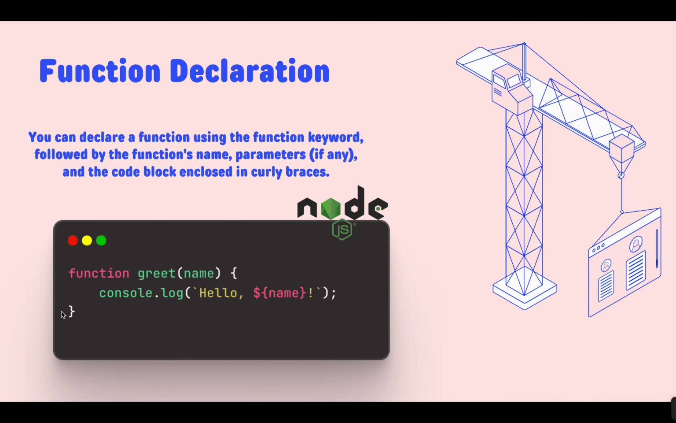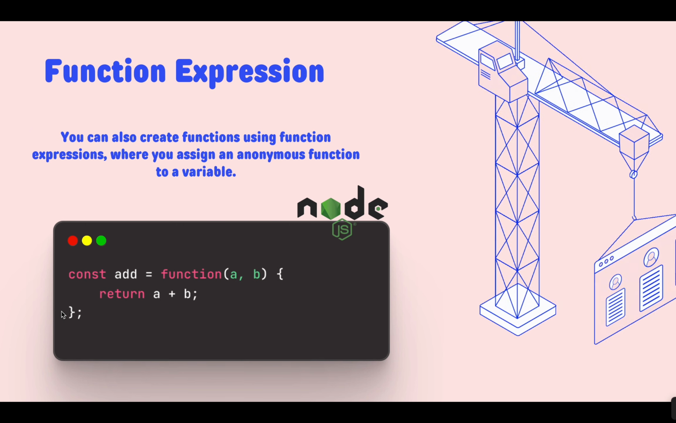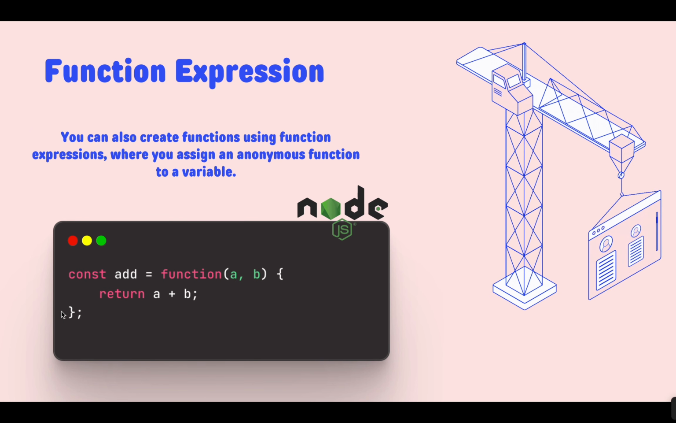For function declaration, you can declare a function using the function keyword, as you can see here. First the function keyword and then the name of that function, which is greet here, and then any parameter that you like, and inside the curly braces is the body of the function, where you can do whatever you like. Here in this case it will just print in the console hello and the name of that parameter.